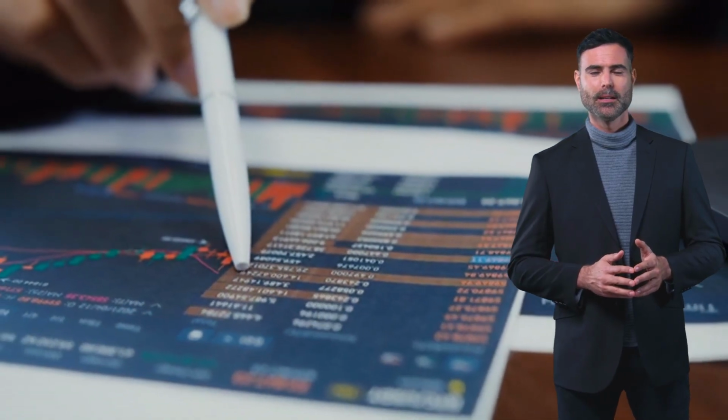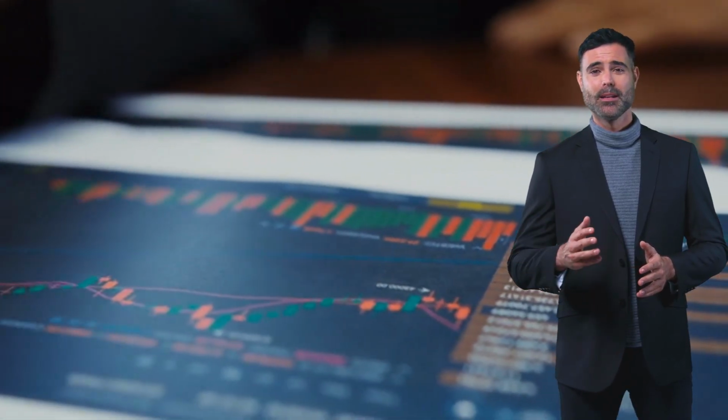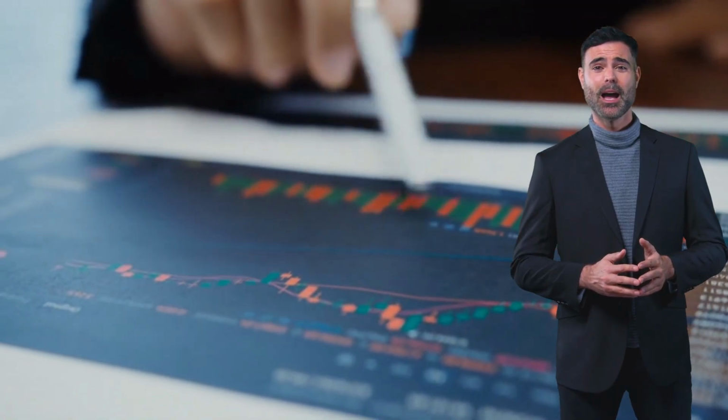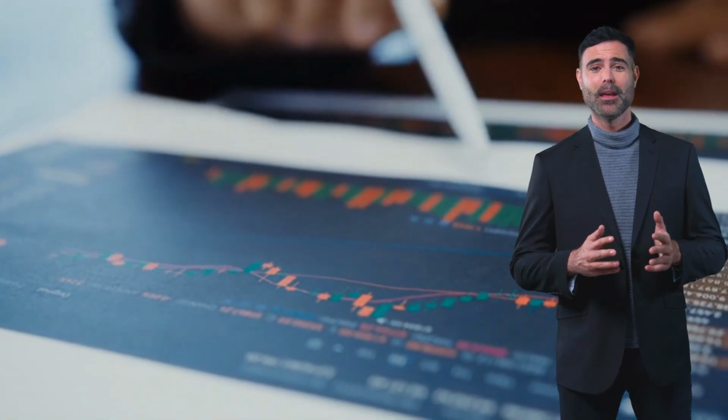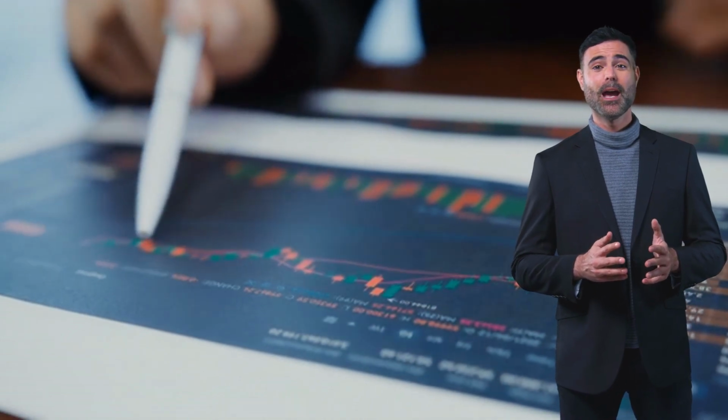What is a market trend? A trend is simply the general direction a stock price is moving. Upward trend: the stock price keeps making higher highs and higher lows, going up overall. Downward trend: a stock keeps making lower highs and lower lows, going down overall.